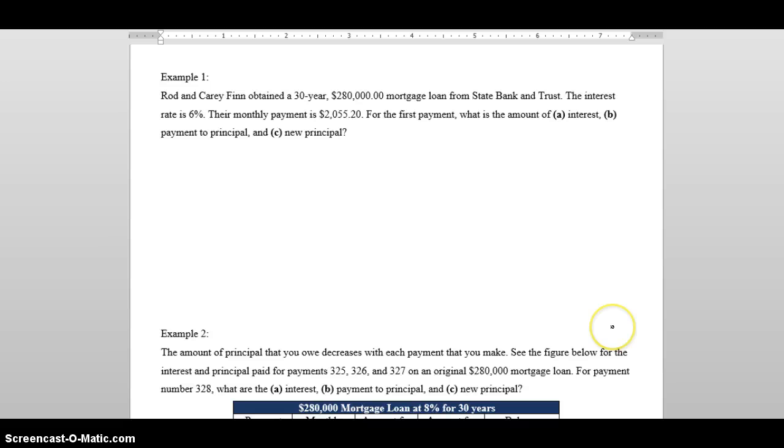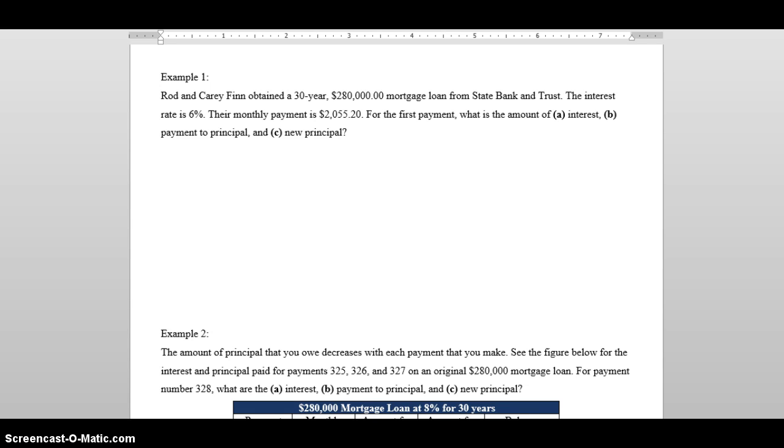In example 1, Rod and Carrie Finn obtained a 30-year, $280,000 mortgage loan from State Bank and Trust. The interest rate is 6%. Their monthly payment is $2,055.20. For the first payment, what is the amount of the interest, payment to principal, and new principal?